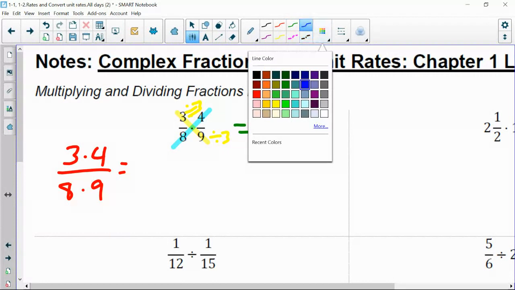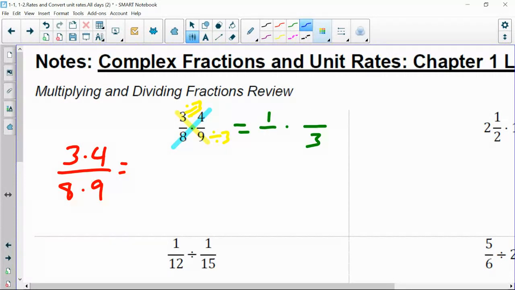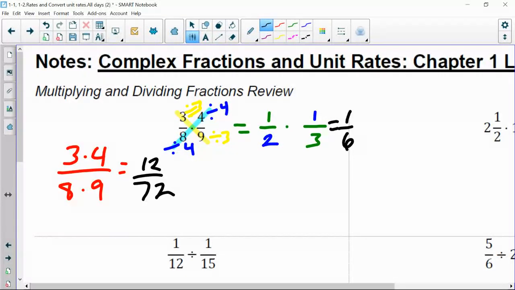For my 4 and 8, well, I know 4 can go into 8. So I'm going to divide both by 4. That gives me a 1 here, and then 4 going into 8 twice. So I really only have 1/2 times 1/3, which is 1/6.